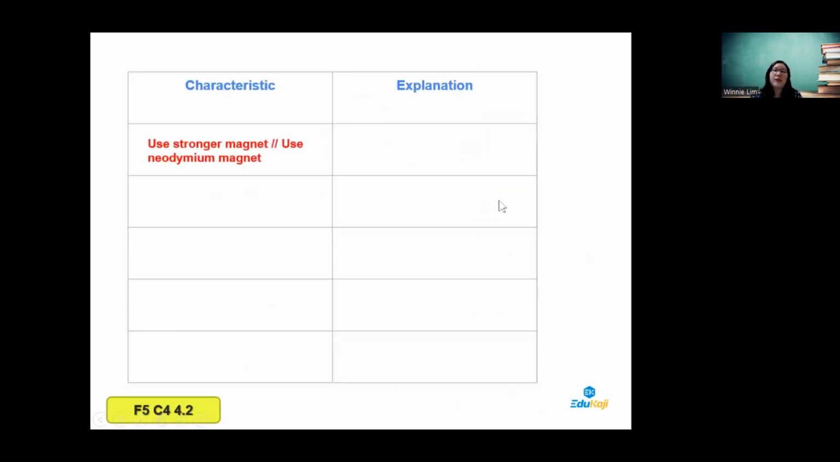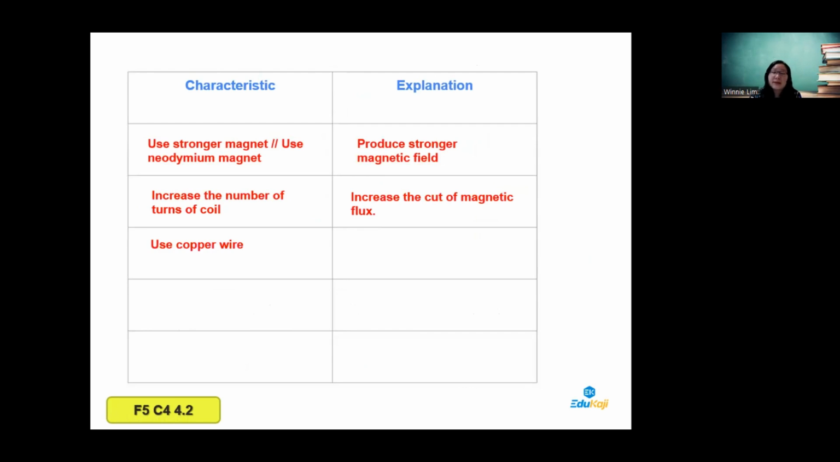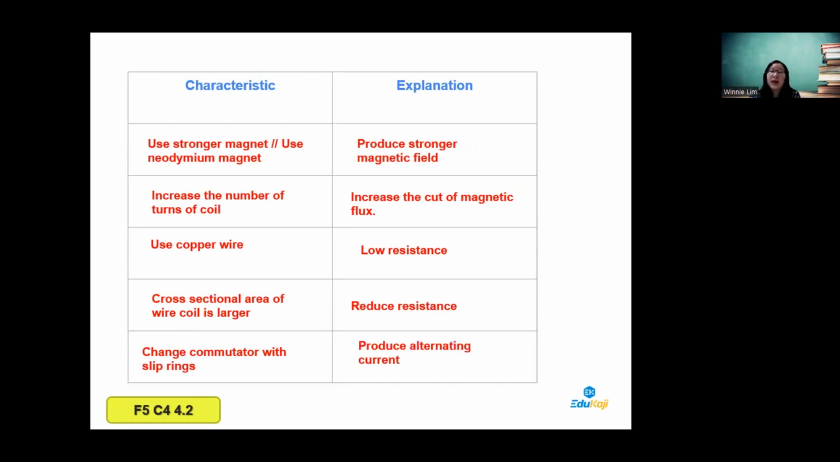Okay, so here is how you say it: use a stronger magnet or neodymium magnet to produce a stronger magnetic field, increase the number of turns of coil to increase the cutting of magnetic flux, use copper wire of low resistance, cross-sectional area of the wire is larger to reduce resistance, change the commutator to slip rings to produce alternating current. So for modification questions of this type, you can always give more than 5 points if you have. Similarly, go for the reason, and you don't need to do a conclusion for these questions.